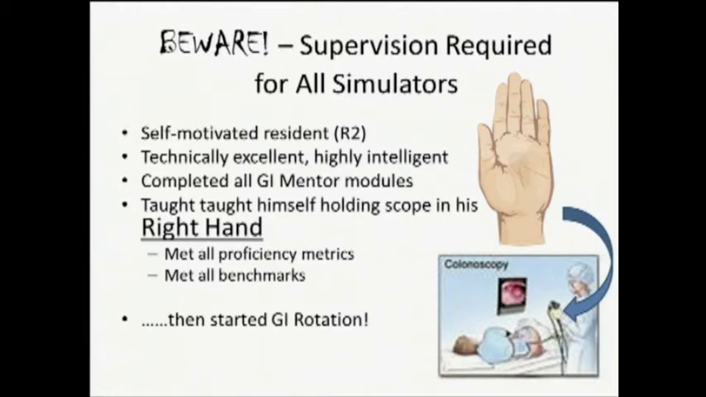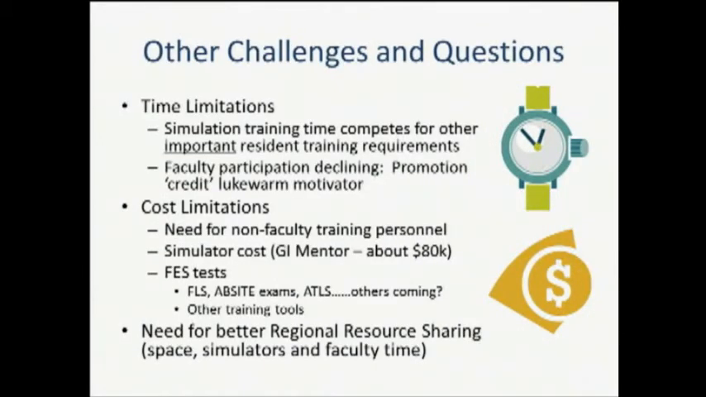He met all of the proficiency metrics on the GI Mentor and met all the benchmarks. And then, of course, he came back into the clinical arena and went to his GI rotation where they let him know that he was using the wrong hand. So I think in addition to having appropriate supervision, there are some time limitations.